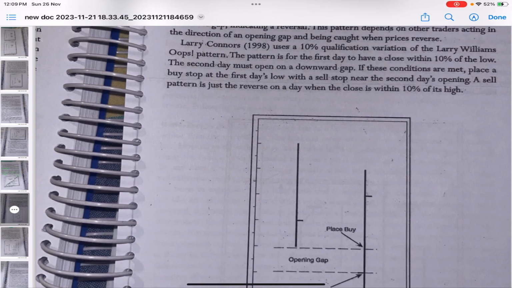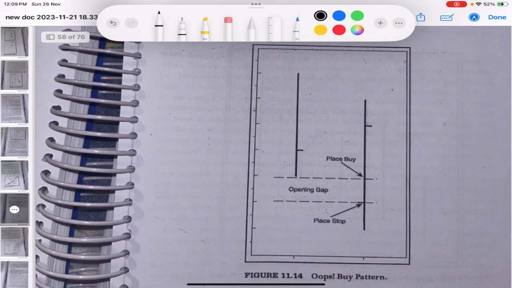Looking at this, how much percentage of qualification does Larry Williams use? He uses 10% qualification. That means the pattern is for the first day to have a close within 10% of the low. The second day must open on a downward gap. If these conditions are met, place a buy stop at the first day's low with a sell stop near the second day's opening. So look at this chart over here.